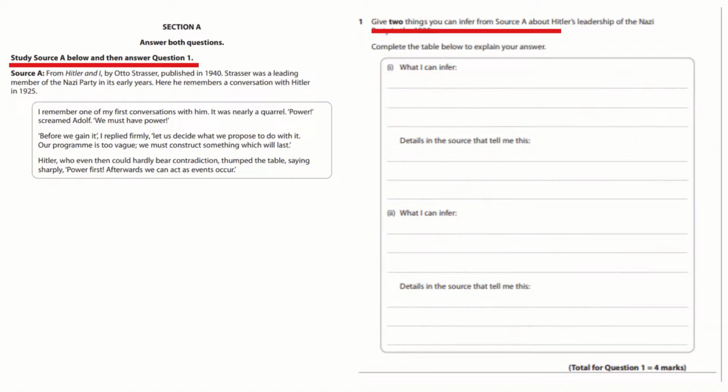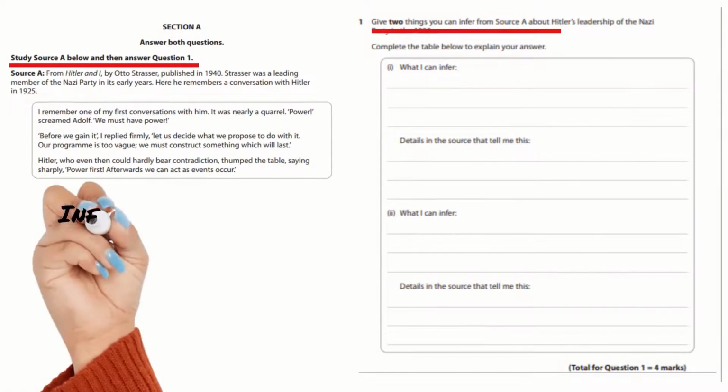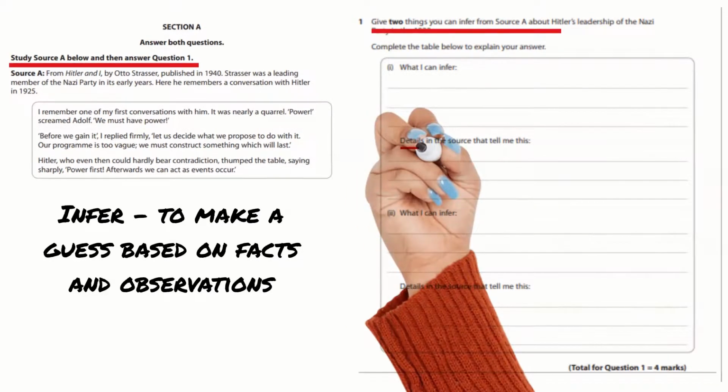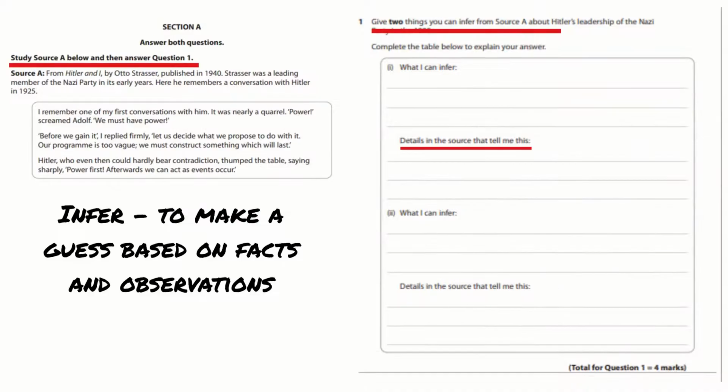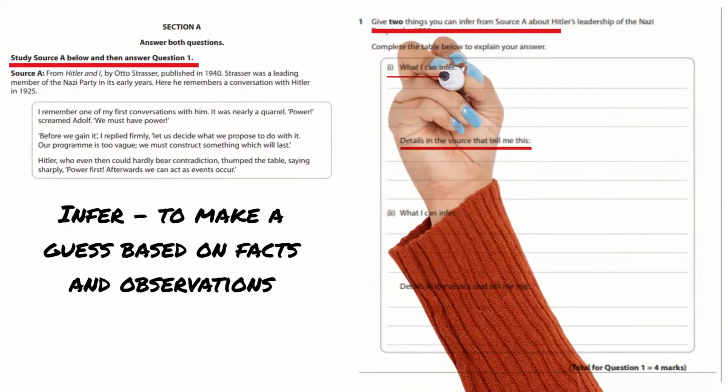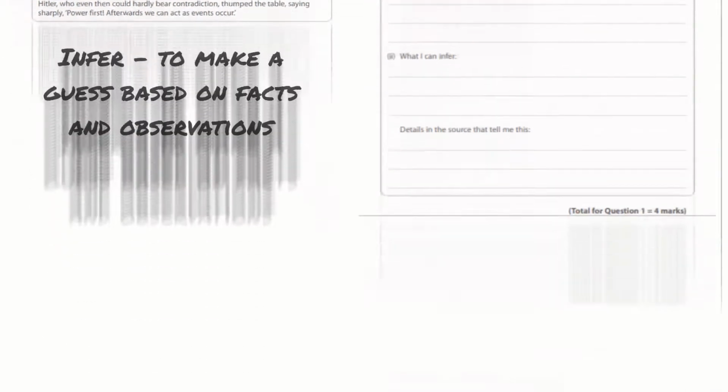So what does infer actually mean? It basically means to work out something from the source. So we're not looking for obvious details here, we're looking at what we can work out from those obvious details. The question also asks you to state the detail in the source that tells you this. This tells us that they want 2 things from you. 1 is the inference you've made, and 2 is where you got that inference.